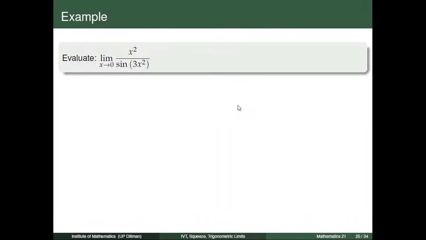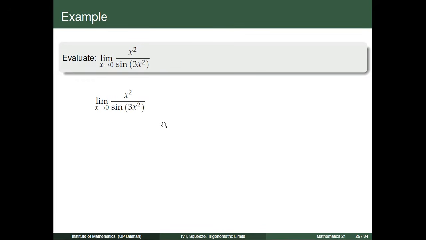Let's compute the limit of x squared over sine of 3x squared as x approaches 0. Observe that the limit of the numerator is 0 and the limit of the denominator is sine 0, or 0. The key is that the limit of the expression inside sine is 0. So we may use our preceding results.